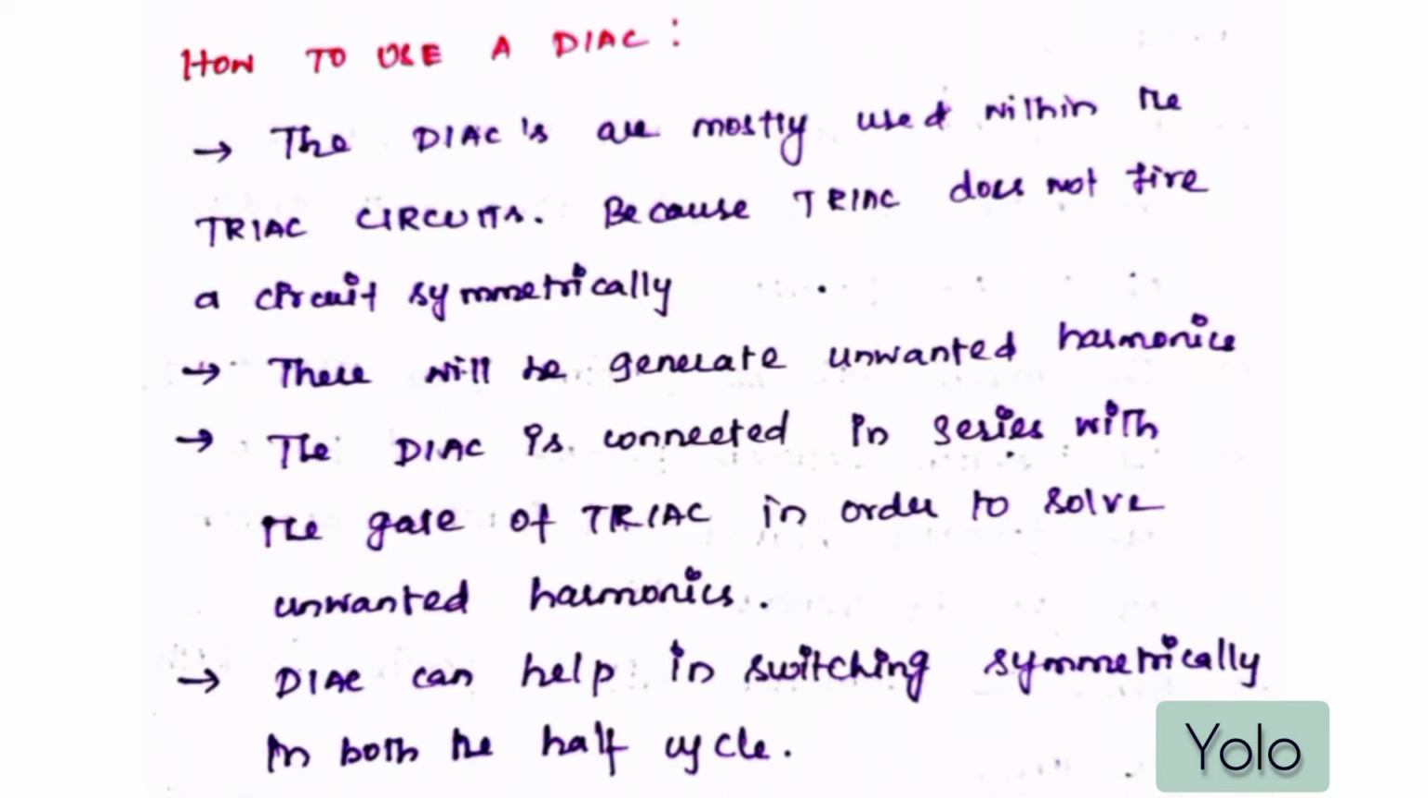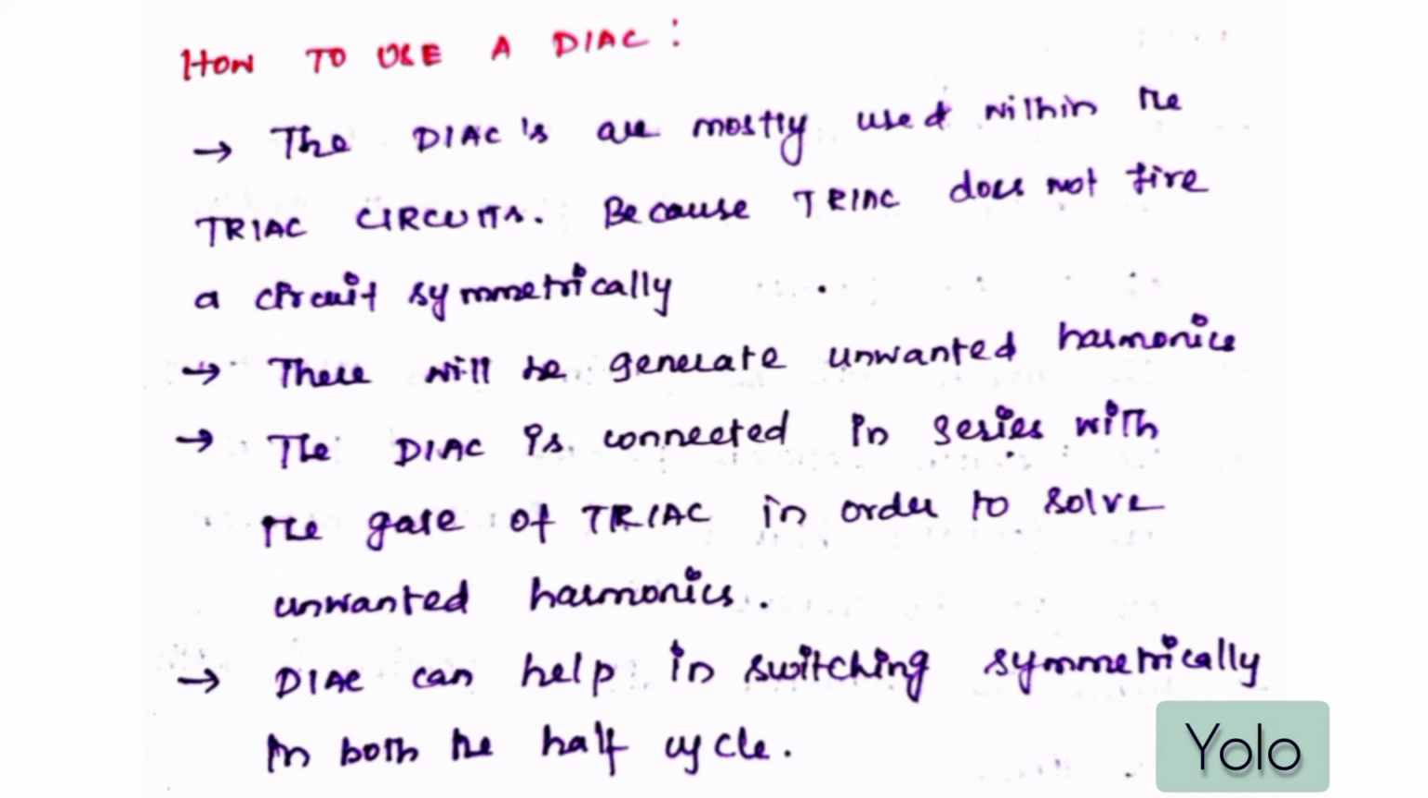How to use a DIAC? The DIAC is mostly used within triac circuits because the triac does not fire symmetrically. There is no symmetrical firing. The resulting waveform will generate unwanted harmonics in the output. The less symmetrical the waveform, the greater the harmonics will be.